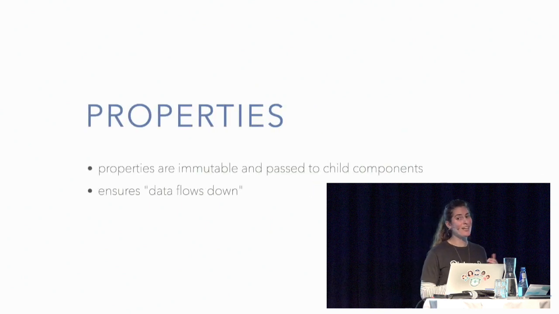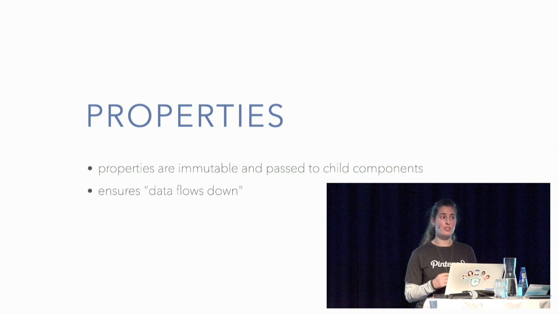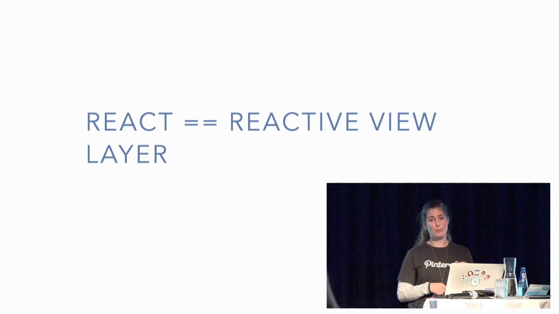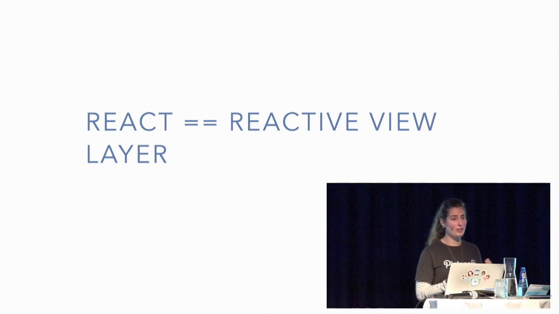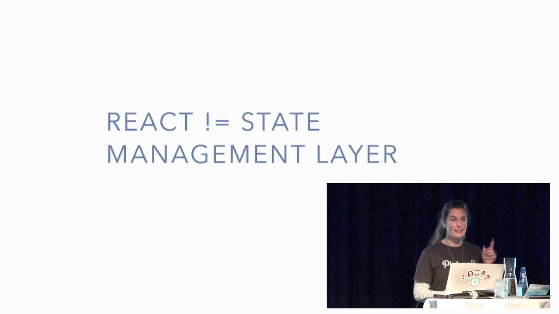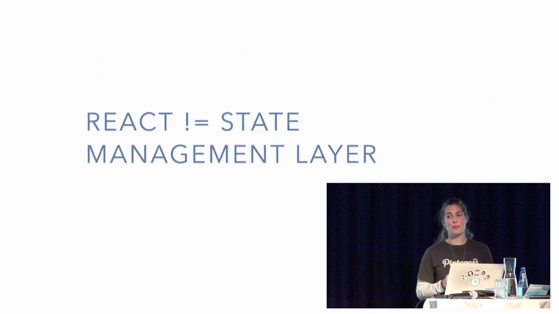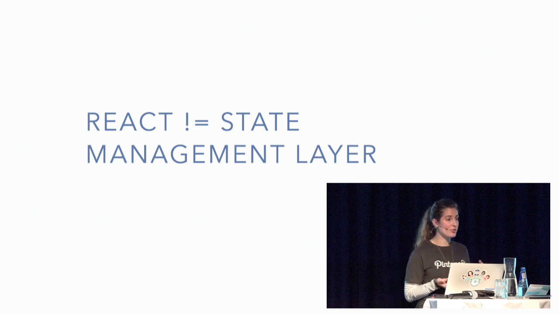Why are properties important? Well, it ensures coding best practices. The fact that properties are immutable and passed into a component means that data always flows downward, and this is one of React's claims to fame. It controls how you're communicating in your app, which makes it much more easily extensible and a lot easier to debug as well, because the data flow is predictable and it's easy to trace. Okay, it's very important to note that React is a view layer paradigm. It is not a state management layer. And you guys might be familiar with things like Redux and Cycle.js, and they work really, really well with React and React Native.